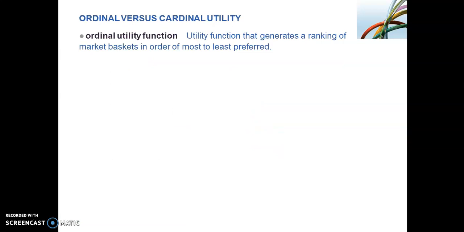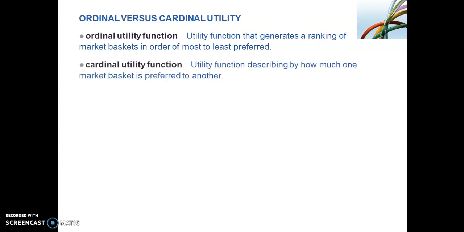In figure 3.3, you were given an indifference map. Market baskets were ranked in order from most to least preferred. However, by how much A as a market basket was preferred to B was not indicated. This is ordinal utility. An ordinal utility function is a utility function that generates a ranking of market baskets in order of most to least preferred. If numerical values are assigned to market baskets, and if it had meaning, it would be said that we have cardinal rankings. A cardinal utility function is a utility function describing by how much one market basket is preferred to another. However, it must be stressed that these numerical values are arbitrary and making interpersonal comparisons is impossible.